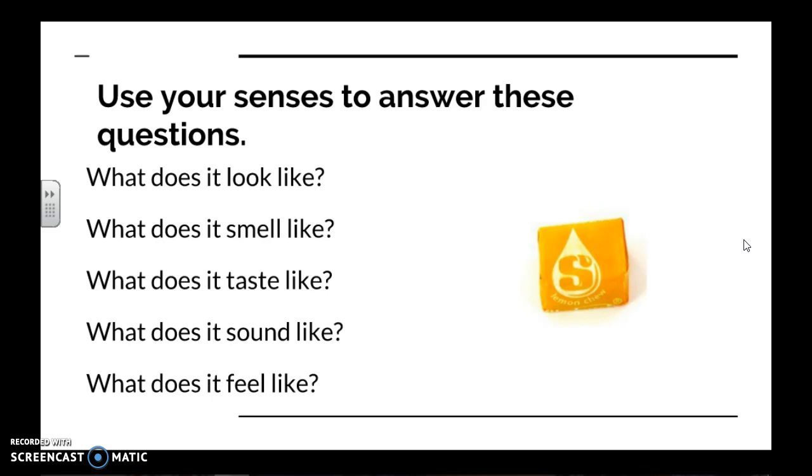So what does it look like? What does it smell like? What does it taste like? What does it sound like? What does it feel like? If you need more time to think about these observations, push pause.